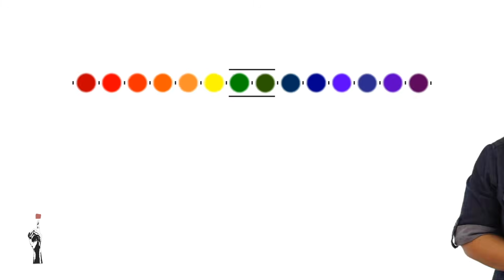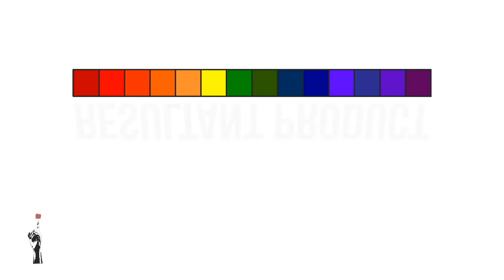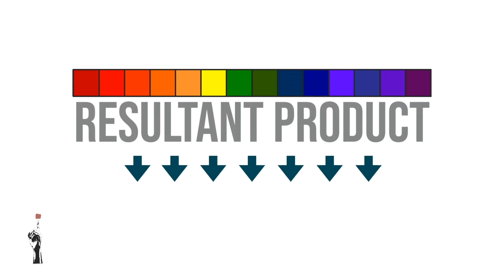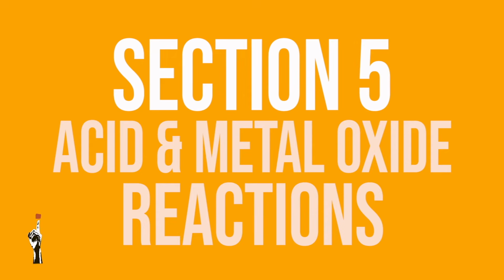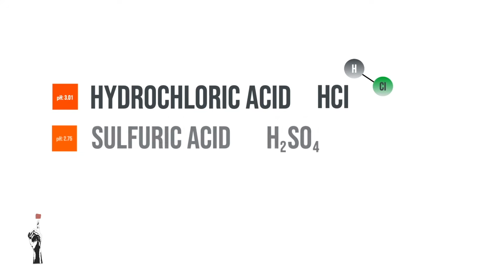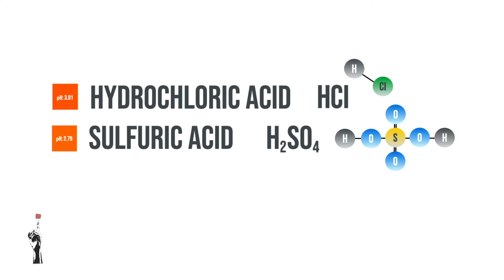So we've mentioned that the pH of the resultant product will be either higher or lower than the initial reactants. The pH value of the resultant product greatly depends on the pH value of the acid and base that I used in my experiment. The two most commonly used acids in the laboratory are hydrochloric acid and sulfuric acid. When these acids are concentrated, they pose extreme danger.